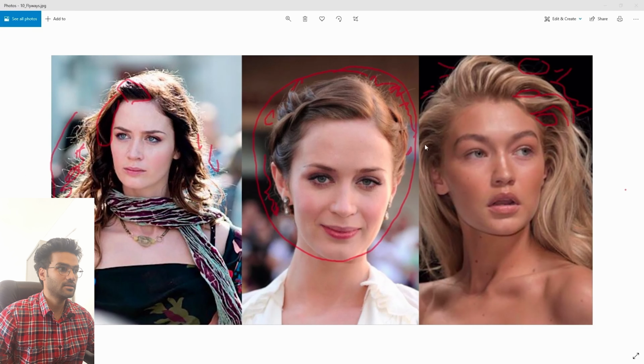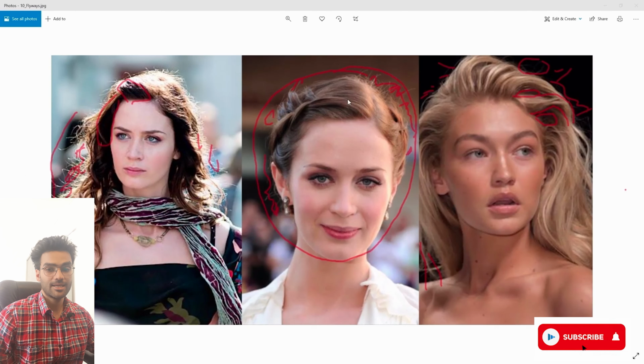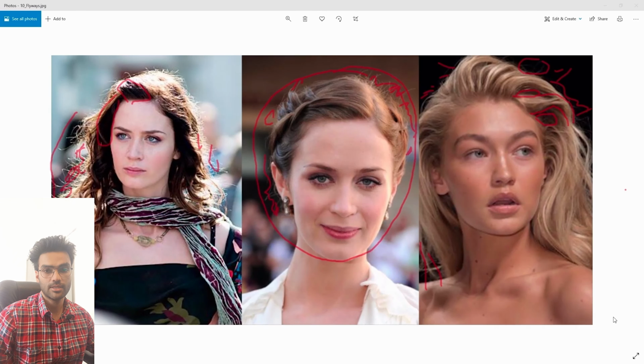So let's start, and we will understand all these flyaways, how to place them and how to create this kind of hairstyle. We will create a natural hairstyle and work on that.